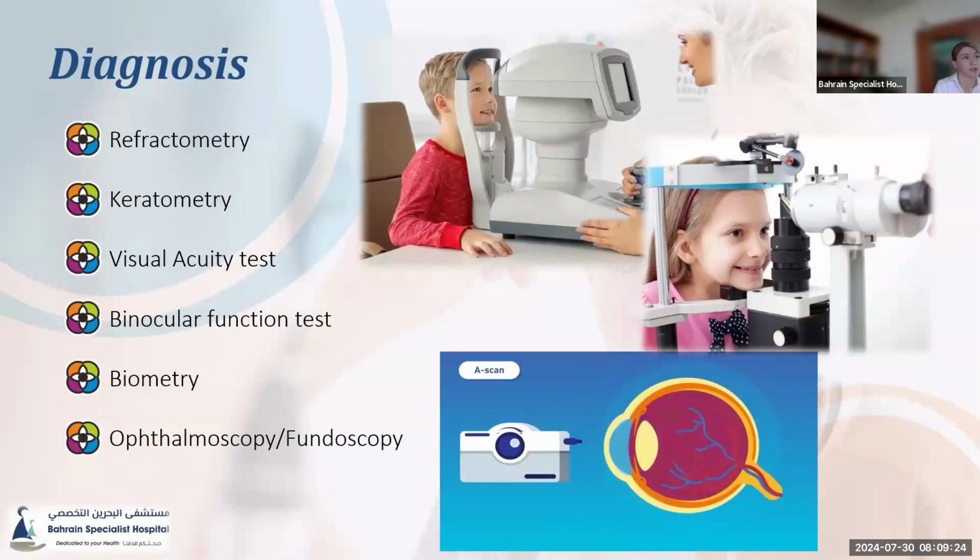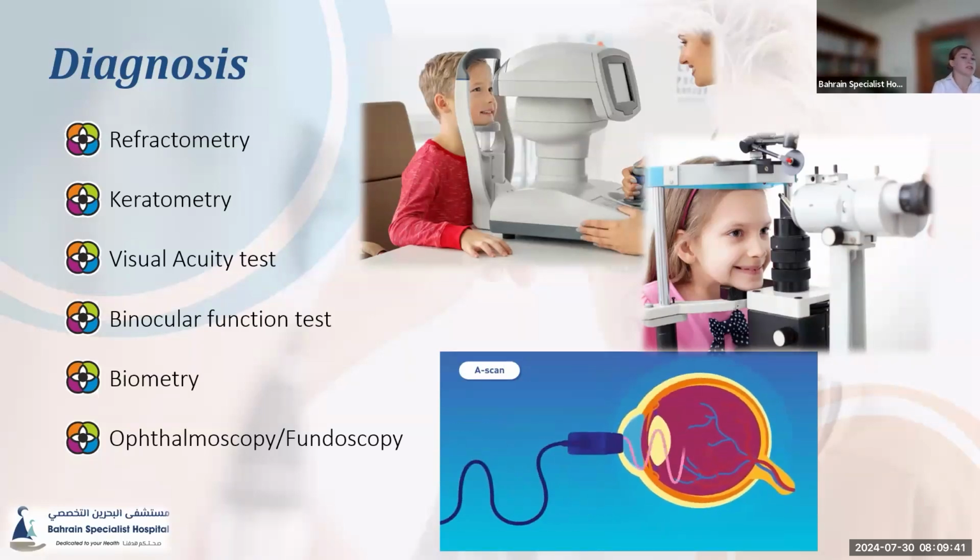Before starting the treatment, an accurate diagnosis must be made. So a child should undergo a comprehensive ophthalmological examination, which consists of refractometry, a visual acuity test, assessment of binocular function, measurement of the axial length of the eye, and of course examination of the anterior and posterior segments of the eye to see if there are any pathological changes.